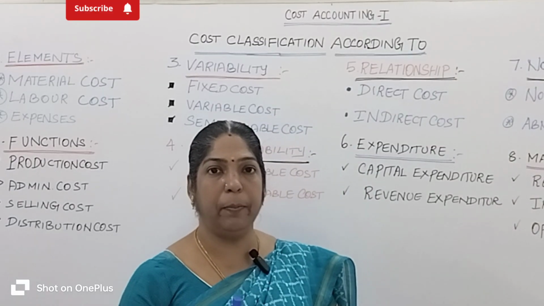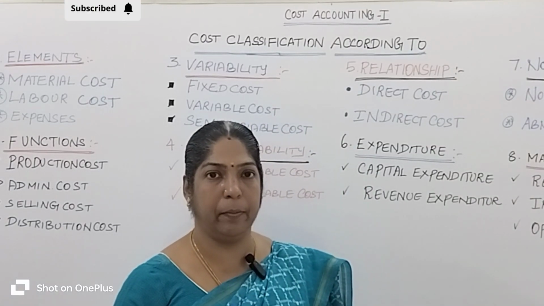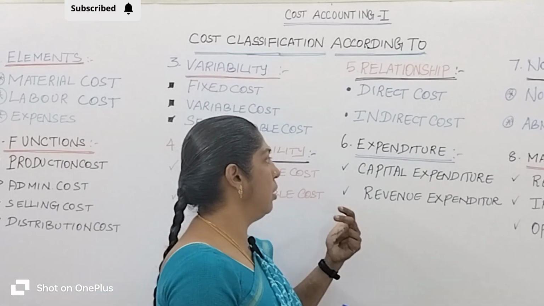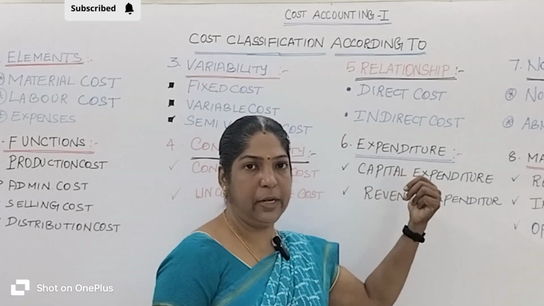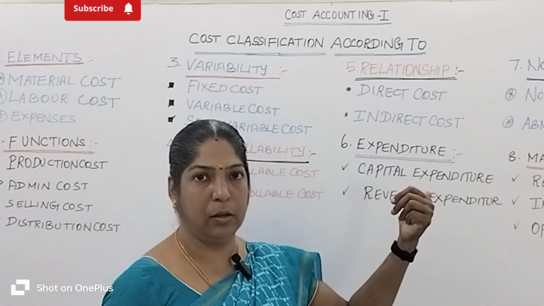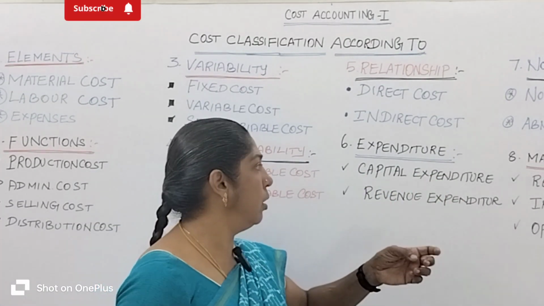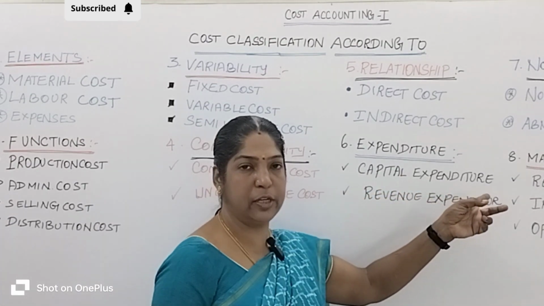Say for example, purchasing plant and machinery, land and building. These are examples of capital expenditure. It gives benefits for the long term, and it improves the fixed assets.